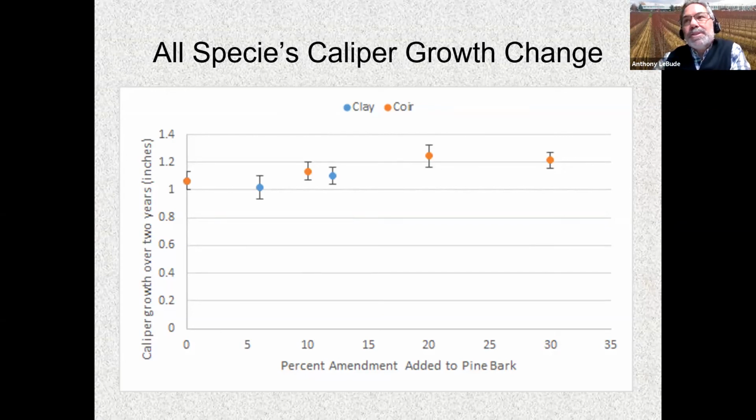But is 1/4 of an inch of growth over 2 years, is that important? Statistically it is. It's going to get published. But biologically, is it? That's something that the growers would possibly have to decide themselves.